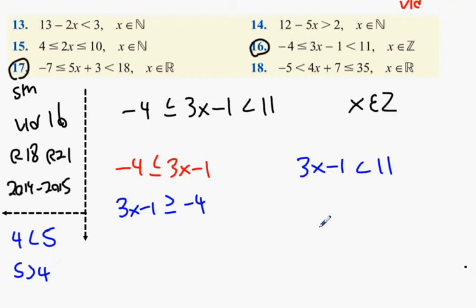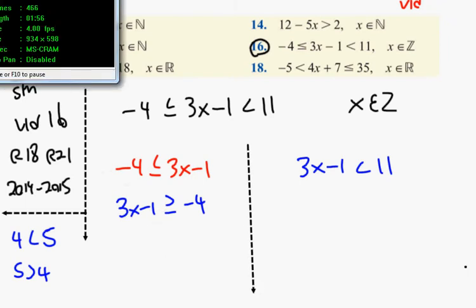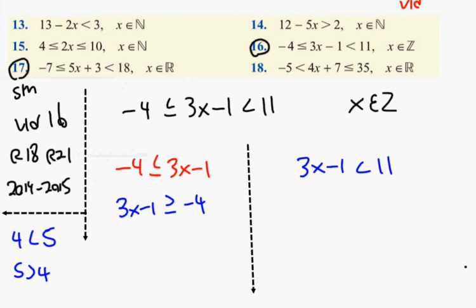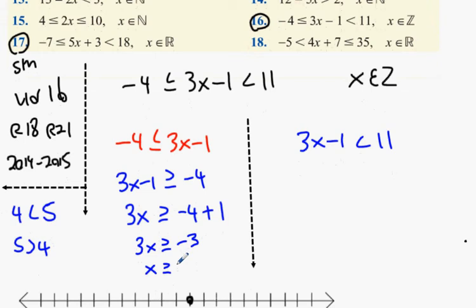I haven't done that part yet. I'm just concentrating. It's like I'm splitting this question in half. I'm just concentrating on this part here. Okay, guys. So what we get here is bring the minus 1 over the other side, and we get 3x is greater than or equal to minus 4 plus 1. 3x is greater than or equal to minus 3. X is going to be greater than or equal to anybody? Minus 1. It's minus 3 divided by 3, which is minus 1.